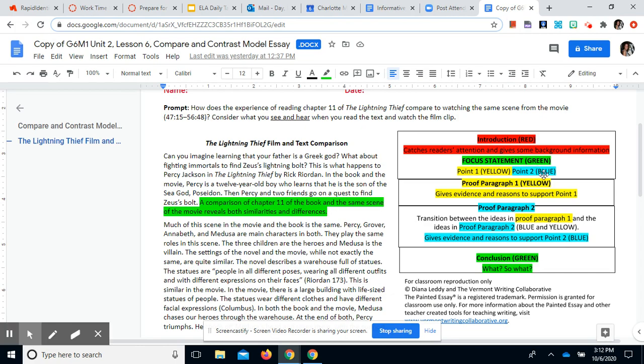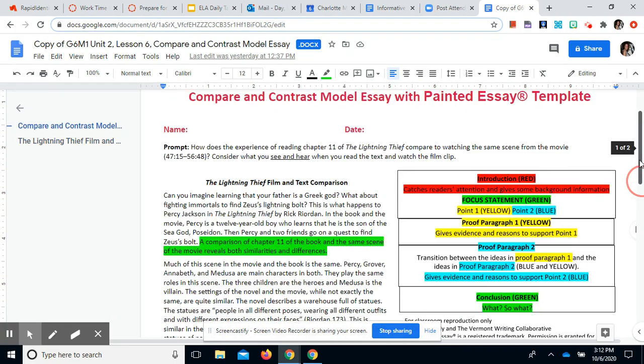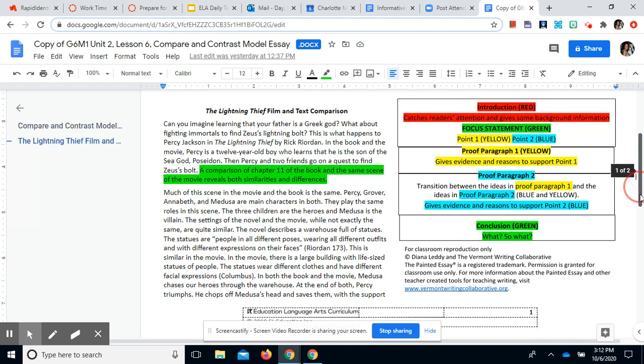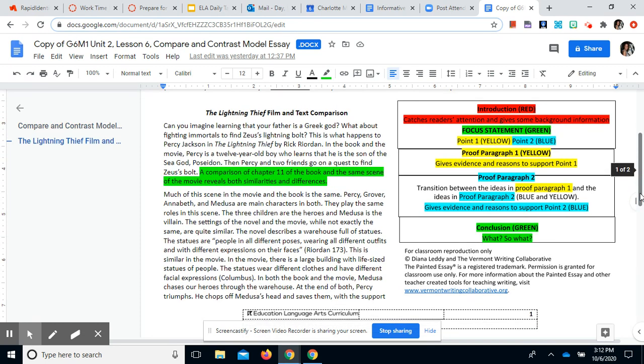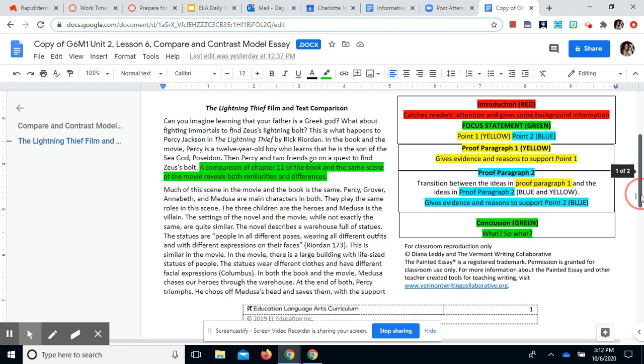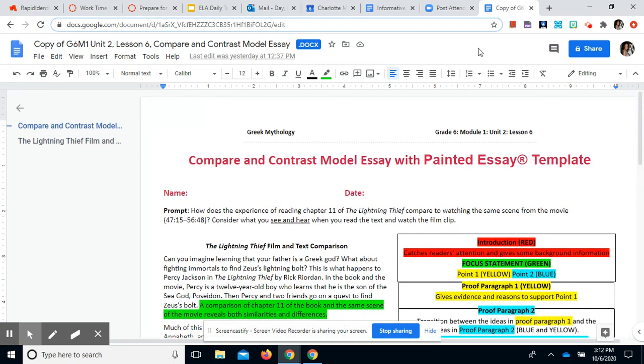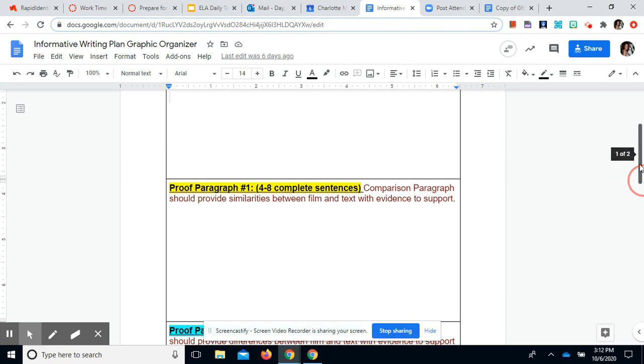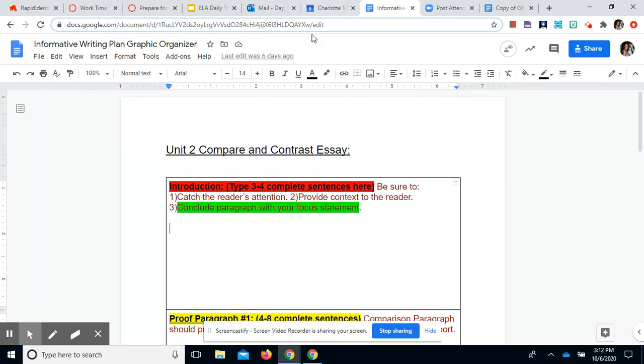Remember that we have at our availability the model essay where they compared and contrasted the Medusa scene. And it's also in the workbook. If you picked up supplies from school, on page 93 of that workbook is the same model text that you can use.